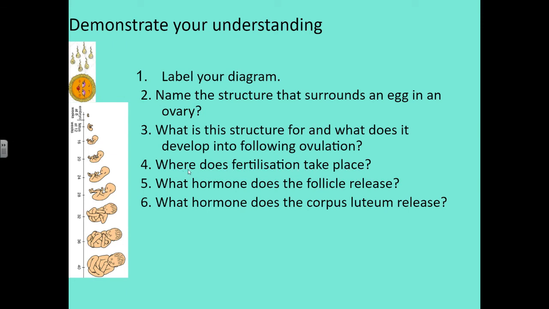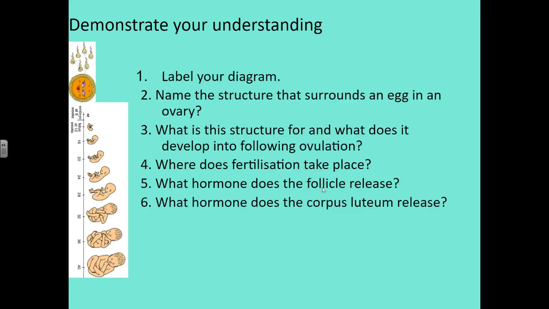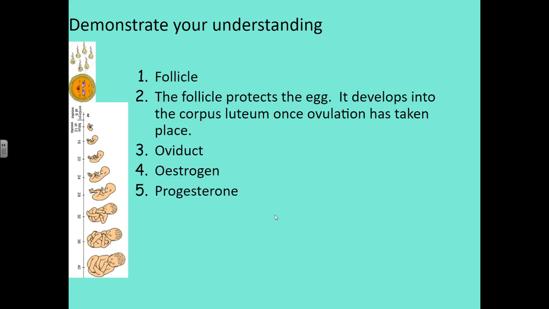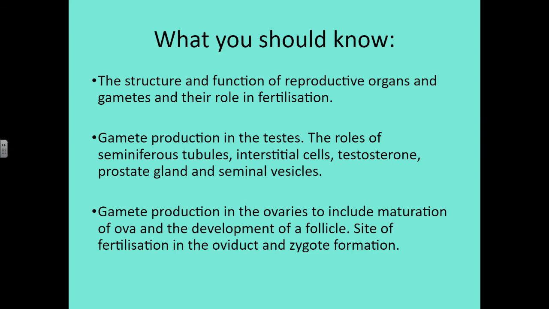Number 4, where does fertilisation take place? It takes place in the oviduct. Number 5, what hormone does the follicle release? It's estrogen, and then the corpus luteum produces progesterone. So we should know all these things. Hopefully that makes sense. If you've got any questions, please do ask.